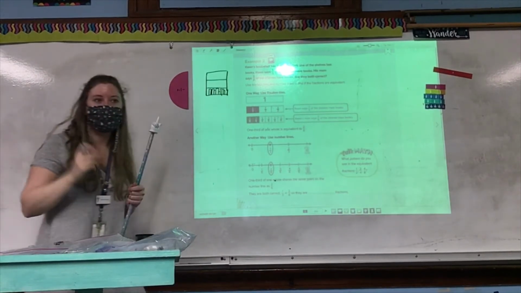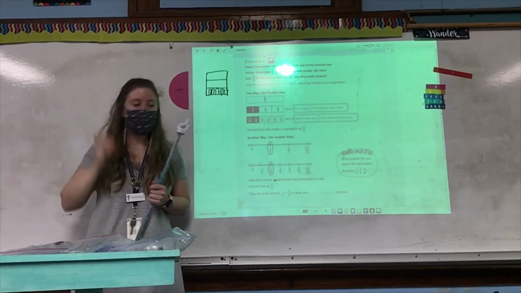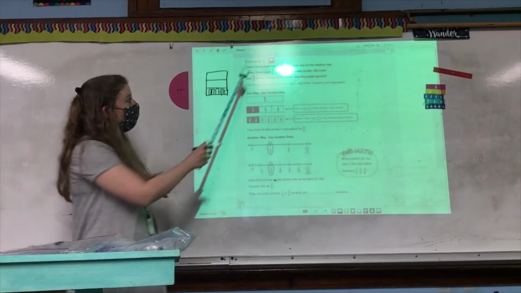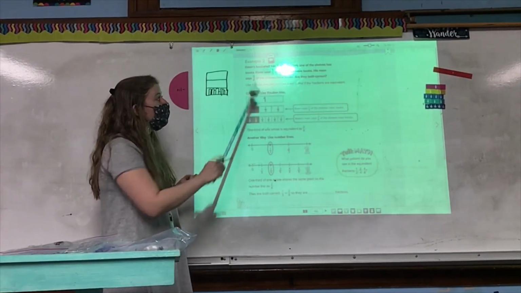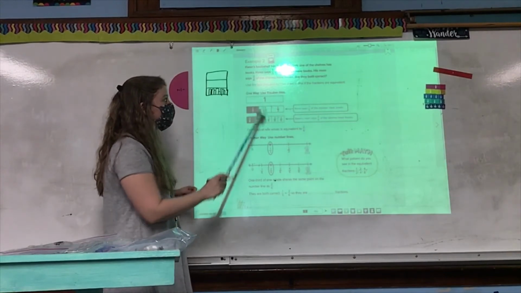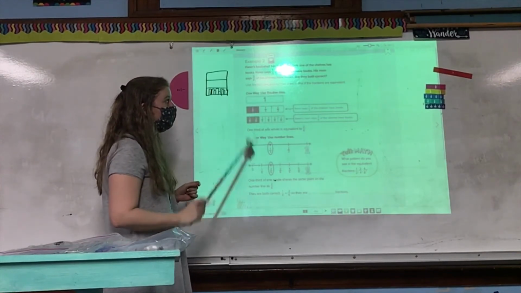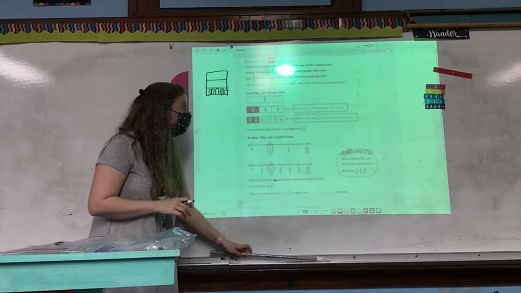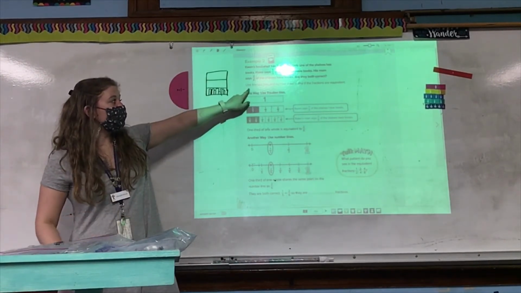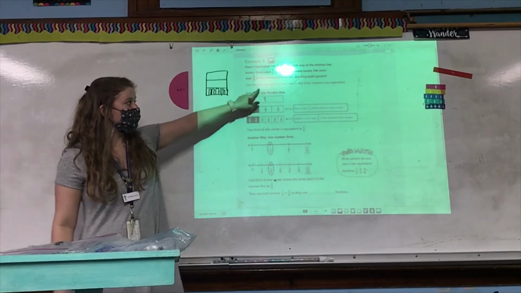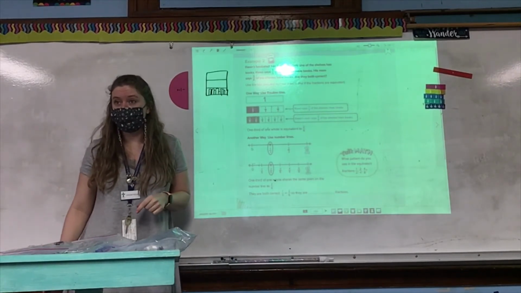I'm imagining just that shelf having books. Quan says 1/3 of the shelves have books. His mom says 2/6 of the shelves have books. Are they both correct? So what we're trying to see is we are going to use fraction tiles and then number lines to find if the fractions are equivalent.